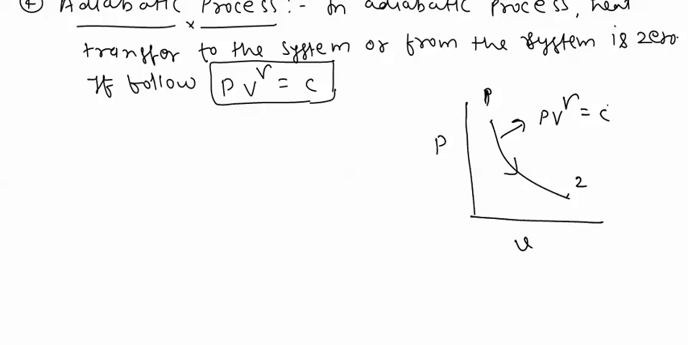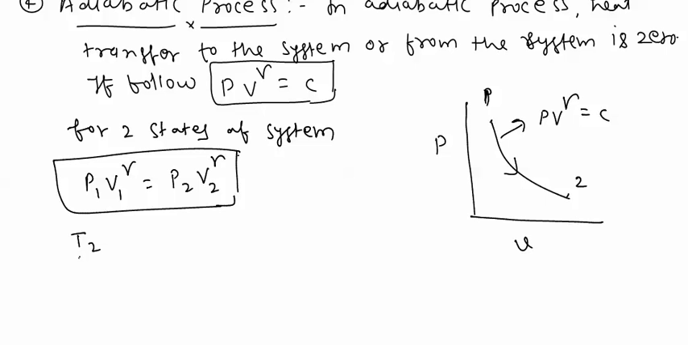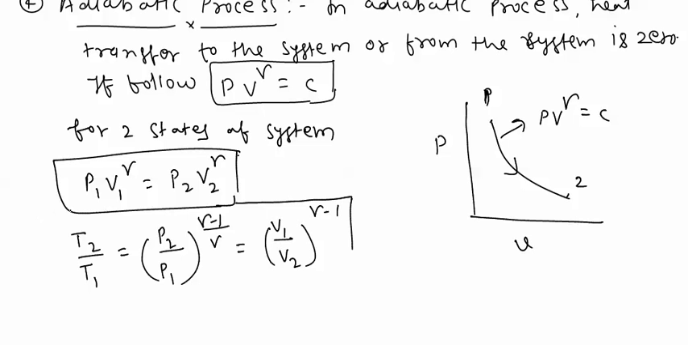For two states of a system, it is given by P1V1 raised to gamma is equal to P2V2 raised to gamma. And T2 by T1 is equal to P2 by P1 raised to gamma minus 1 upon gamma, is equal to V1 upon V2 raised to gamma minus 1. That is again the representation and relation of the temperature, pressure and volume.